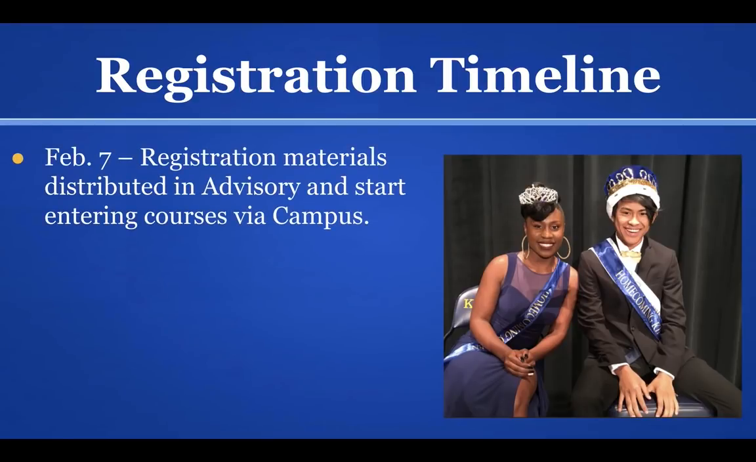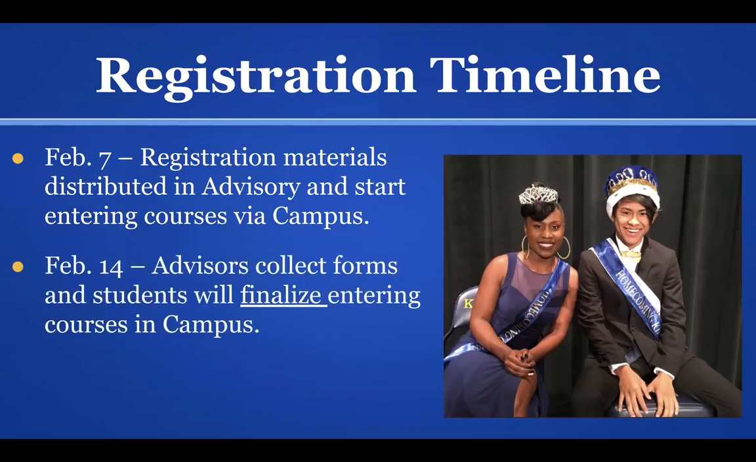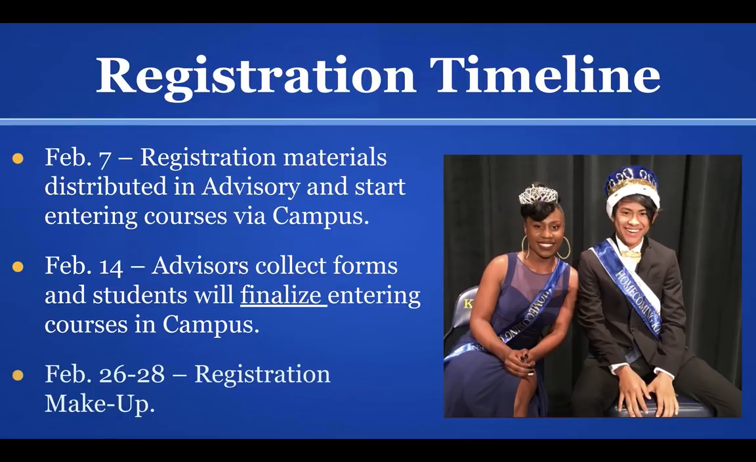During February 7th, you will get your registration materials during your advisory, and you actually can start entering some of your courses in campus if you'd like. You'll have 1 week, and then on February 14th during advisory, your advisors will collect the forms and you will finalize entering your classes in campus for next school year. If you're going to be absent, we'll catch you during makeup that following week, but everybody else that's here, February 7th to the 14th are big dates for you.